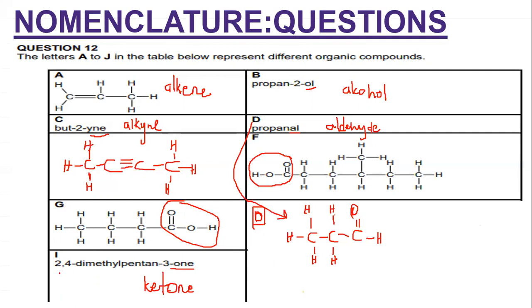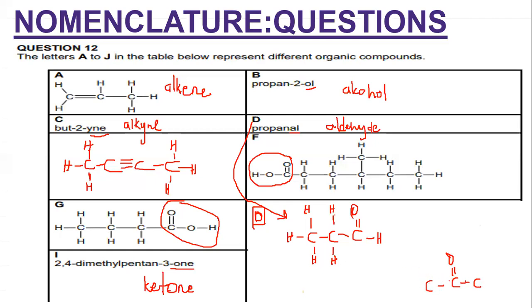Okay, so now they want the structure of I also, which is 2,4-dimethylpentan-3-one. So let's try to draw it right here. It would be pentan, so it will be 5 carbons. But it's a ketone, so it means there should be a double bond, which is a carbonyl, between the carbons.